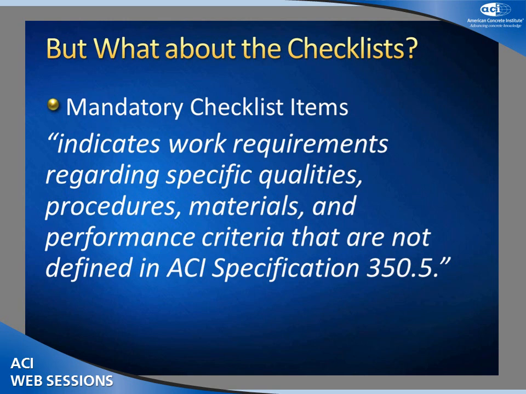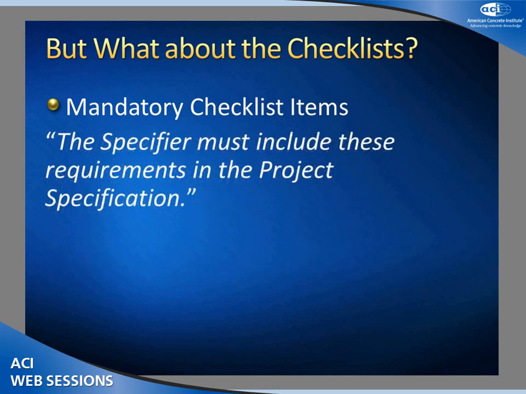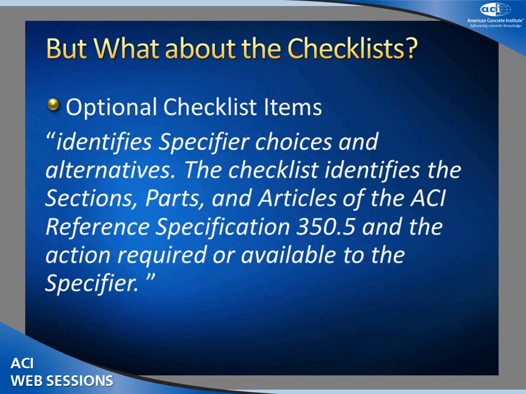This includes what we say here: work requirements, specific qualities, procedures, materials, performance criteria that are not defined in ACI 350.5. We don't provide a default value. We don't provide really anything. We're saying you as a specifier have to go through all these mandatory items and select what's appropriate for your particular project. So there's a little bit of homework with mandatory. You have to include it in your project specification. That's something that has to be tailored to the particular project.